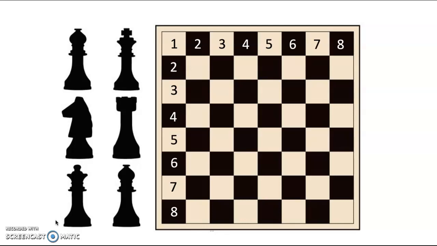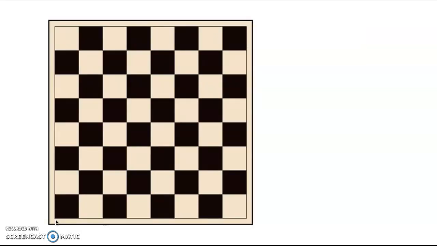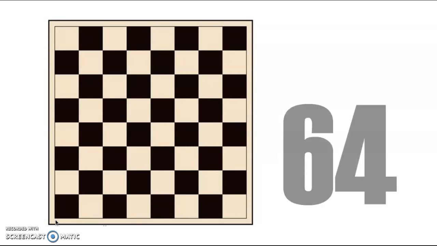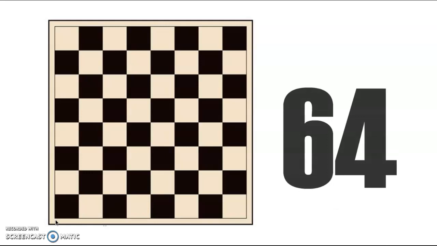Now I want to challenge you. I want you to try and figure out how many squares there are in this chessboard in all. So if you need to pause the video to figure that out right now, go ahead and do that. And then tell me the answer out loud. How many squares are there in this chessboard in all? Okay, you should have figured out that there were 64 squares.